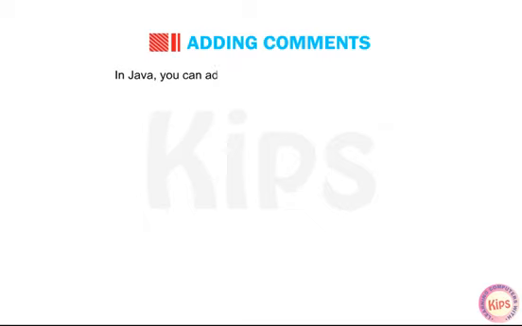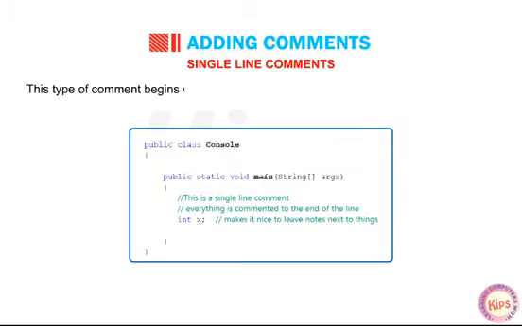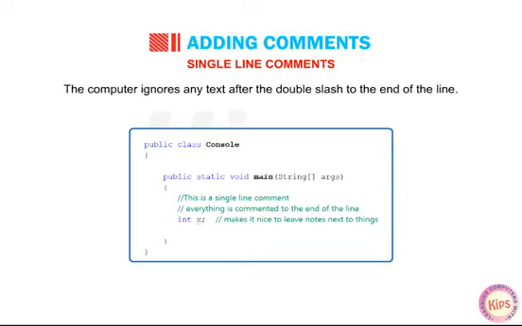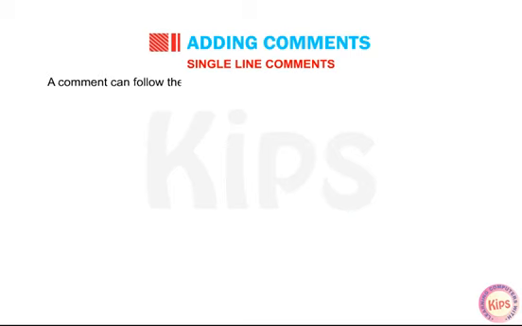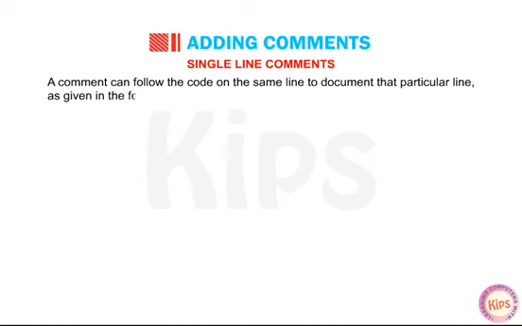In Java, you can add comments in 3 different ways. Single line comments. This type of comment begins with a double slash and continues to the end of the line. The computer ignores any text after the double slash to the end of the line. A comment can follow the code on the same line to document that particular line, as given in the following example.